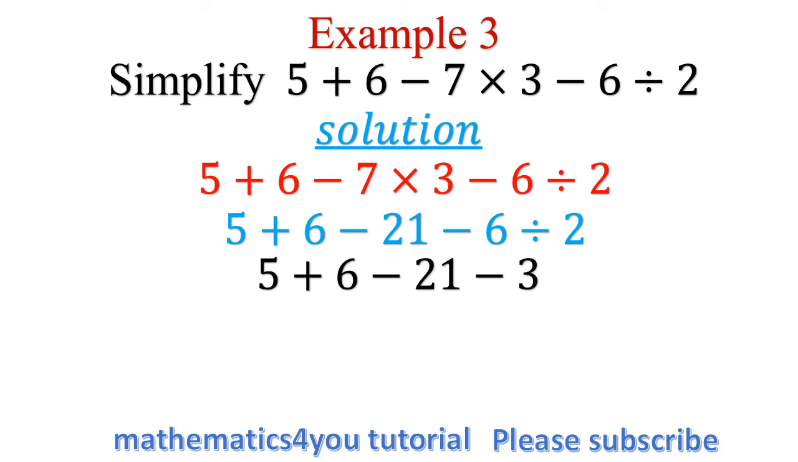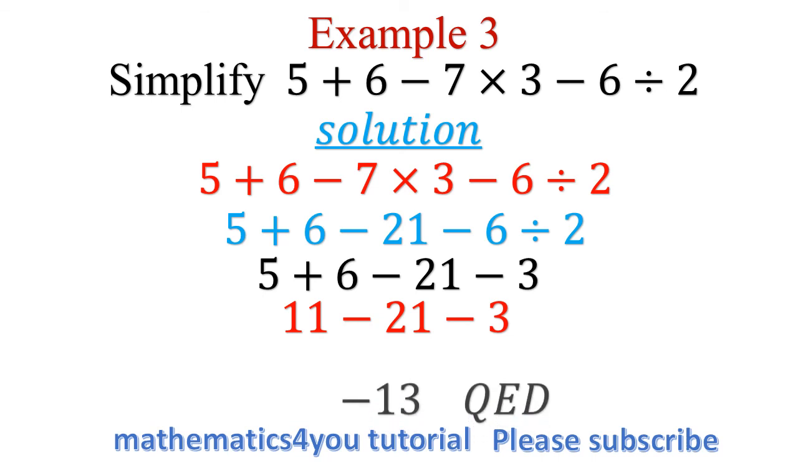The next step is where you add and subtract, from left to right. So we are going to add 5 plus 6, which is equal to 11. Now we are going to subtract. If you punch this in your calculator, 11 minus 21 minus 3 is going to give you minus 13.